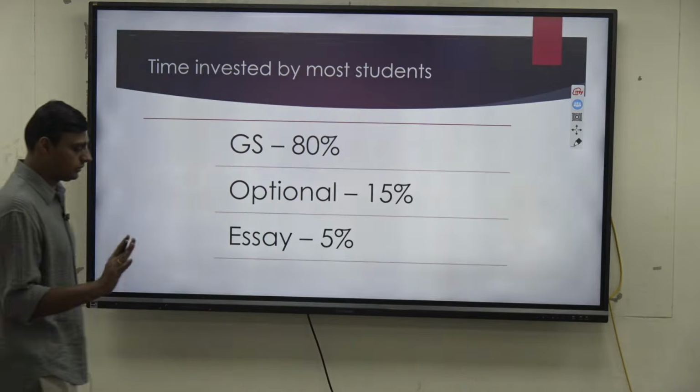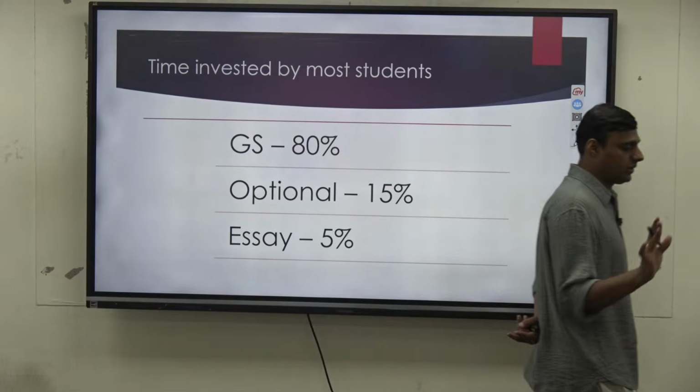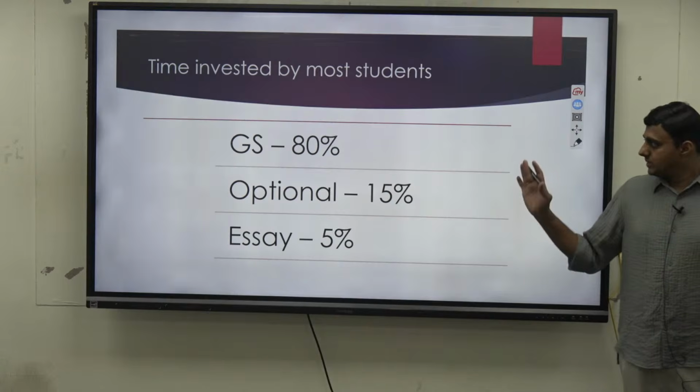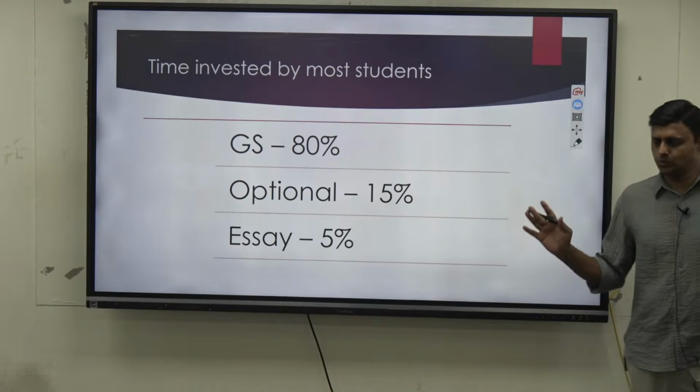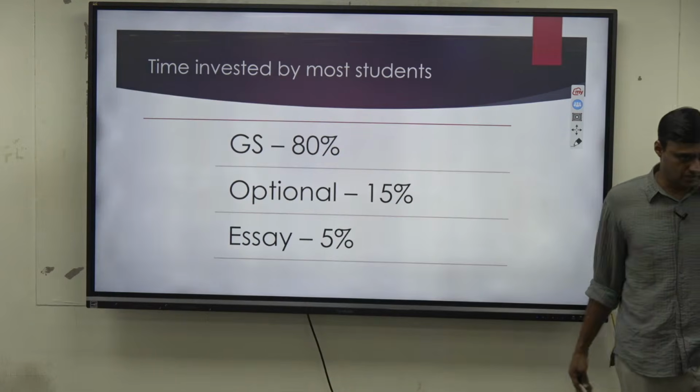Same way in optional, if you have scored 280 plus, or let's say 285, the 280s, 290s, it means you have got a very, very good score. Average is what? Like in GS, 100 to 110. So optional average is what? 260s, 250s, 270s. 270s is relatively better. It's like you're scoring 110, 115 in GS.